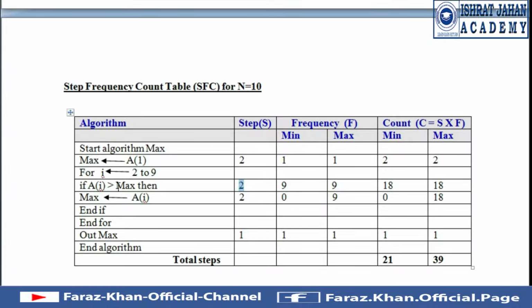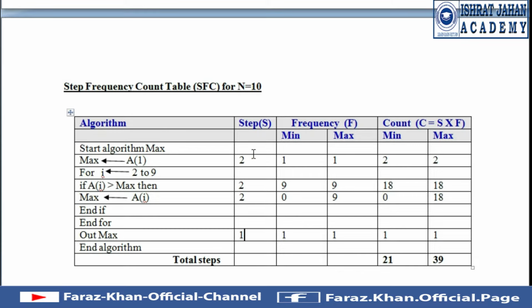Here max is the first identifier and A into I I am taking as one identifier combined, right? 2 steps. A into I and max. I am taking A into I as a single identifier and max would be the second identifier. So I will take it as 2 steps, right? Out max will take only 1 step to print whatever the largest element is, right?